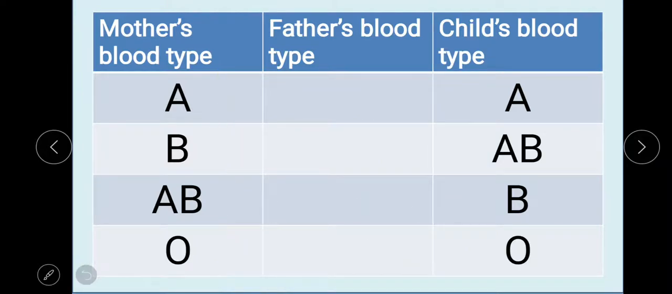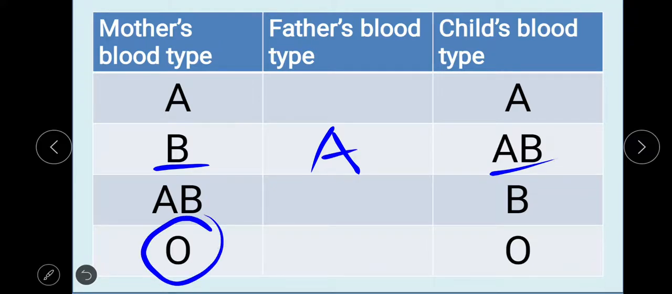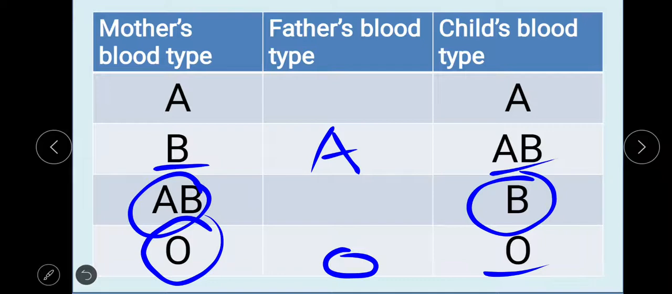Now, if your mother's blood type is B, your blood type is AB, and therefore your father is A. If your mother's blood type is O, you are O, and because O is recessive, it must be a homozygous O in your genotype, so your father's blood type is O. If your mother is AB and you are B, I will leave this question to you. You can write the answer in the comment section below.